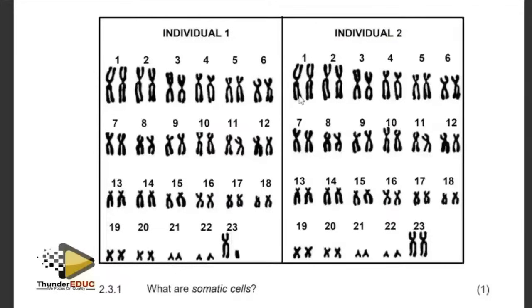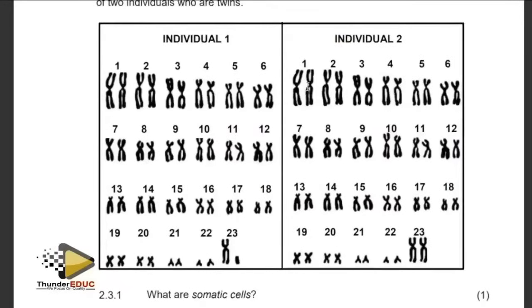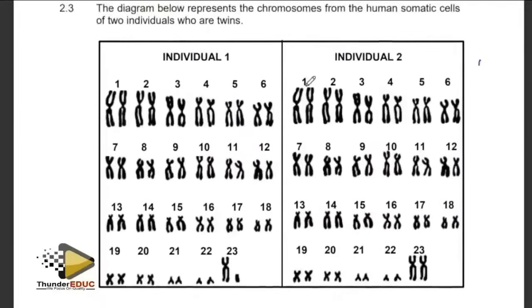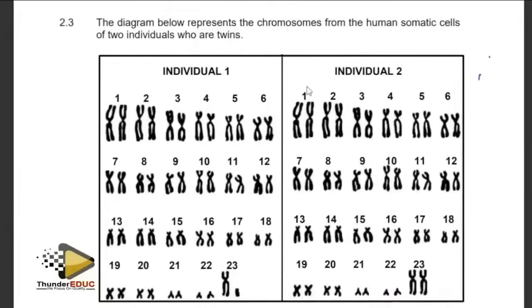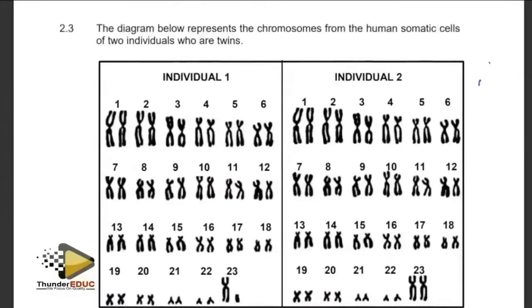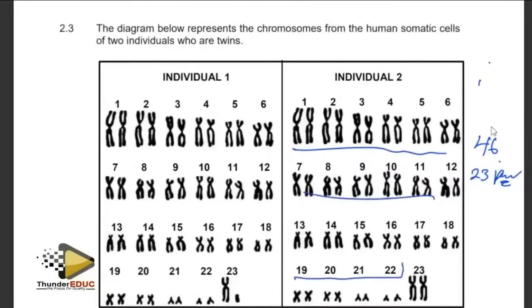For example, the karyotype: individuals are made up of 46 chromosomes or 23 pairs of chromosomes. 46 is a mark. Don't say 23, because if you just say 23 without writing the word pair, it is wrong. It's made up of 23 pairs of chromosomes. From pair number 1 to pair number 22 is called autosome.